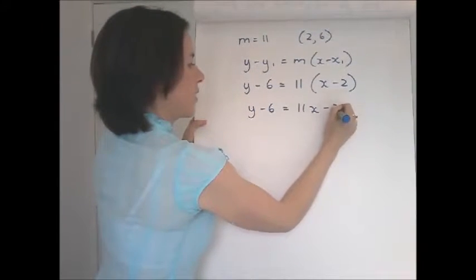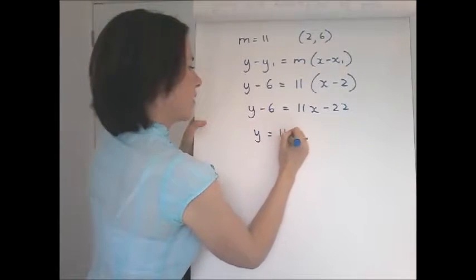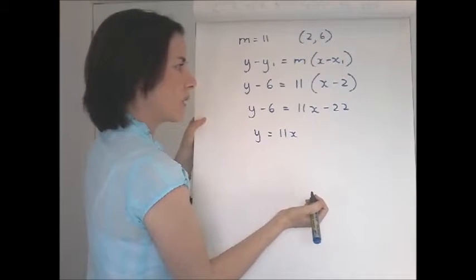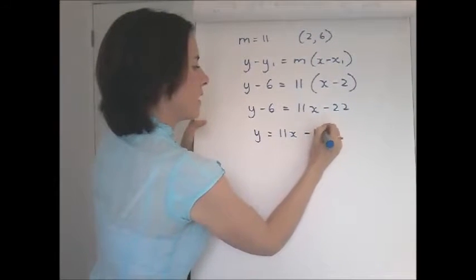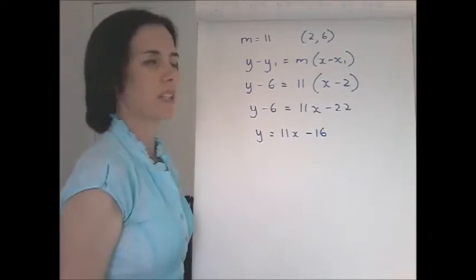That's 11x take 22. And move the 6 so that we get the y on its own. So negative 22 plus 6 is negative 16. That's the equation of the tangent at the point 2, 6.